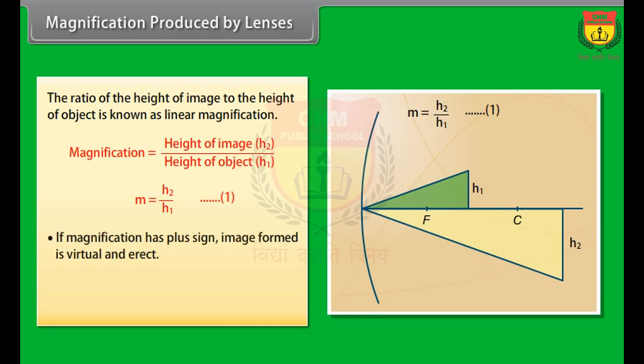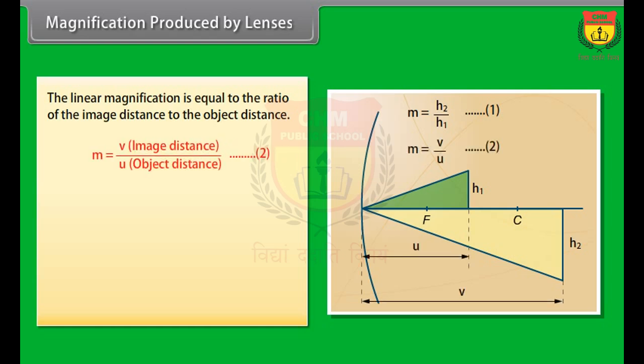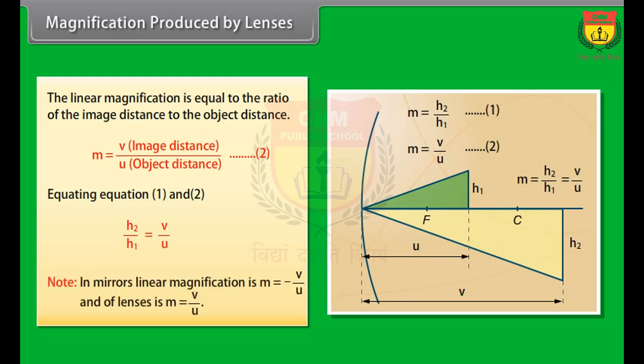If magnification has plus sign, image formed is virtual and erect. If magnification has minus sign, the image formed is real and inverted. The linear magnification is equal to the ratio of the image distance to the object distance. M is equal to v, image distance, upon u, object distance, which is equation 2. Equating equation 1 and 2, h2 upon h1 is equal to v upon u. Note, in mirrors, linear magnification is M is equal to minus v upon u, and of lenses is M is equal to v upon u.